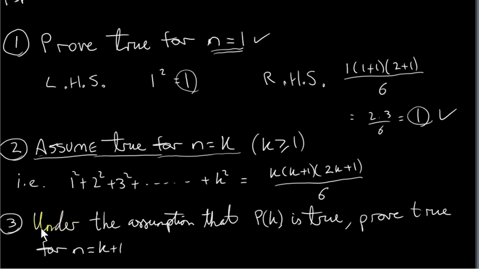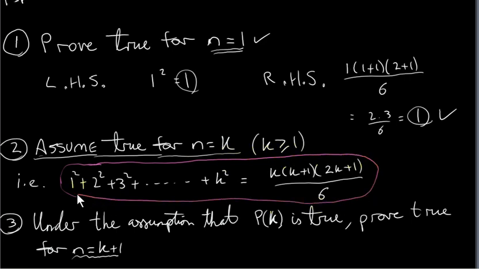In step 3, we take the assumption that proposition k is true. This is just shorthand for saying that the statement is true for n equals k. Then we want to prove that the statement is true for n equals k plus 1. So, as I explained to you in the previous video, we have to build on this here. Build on what we're assuming to be true.